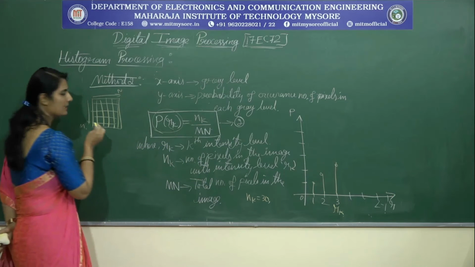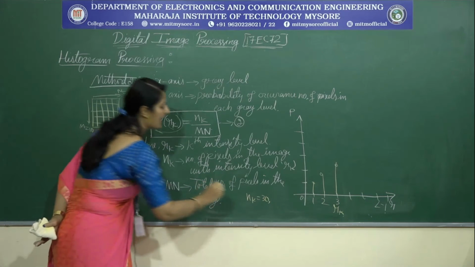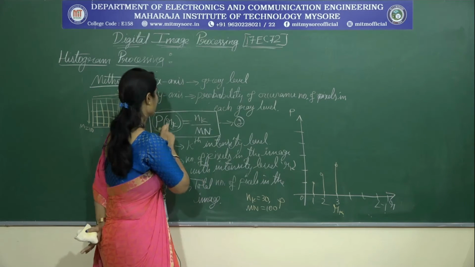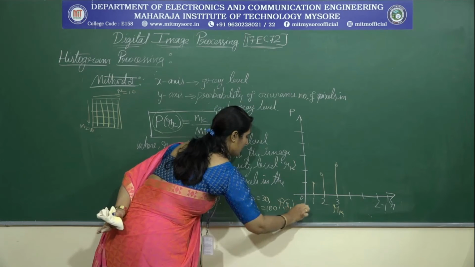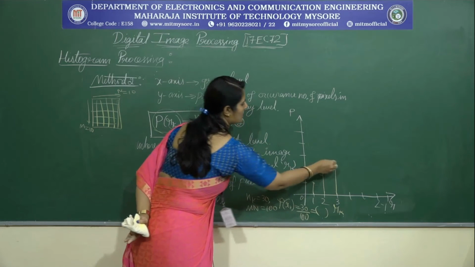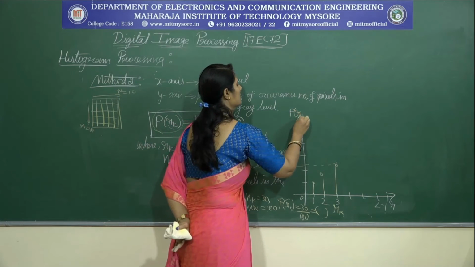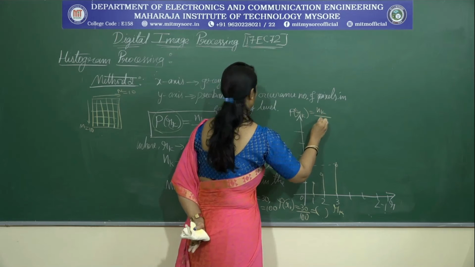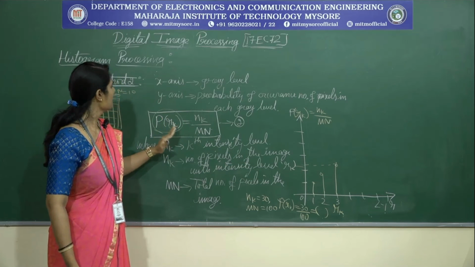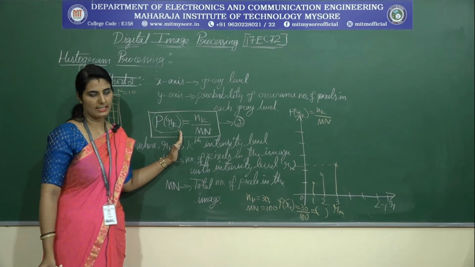And let M and N be chosen randomly. I will choose M equal to 10, N equal to 10. Therefore, the total number of pixels is 100, so MN is equal to 100. So the probability of occurrence of Rk is equal to 30 divided by 100. This is plotted accordingly. This is how we plot the histogram using the probability of occurrence of pixels having that particular intensity level.